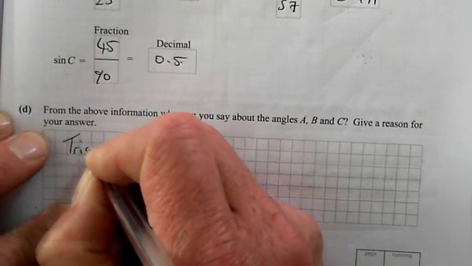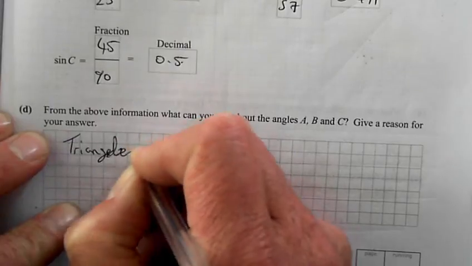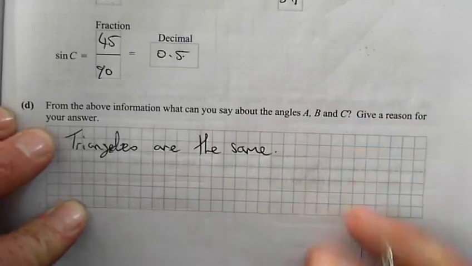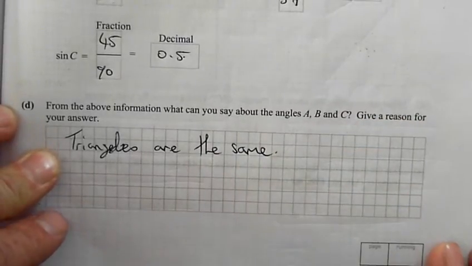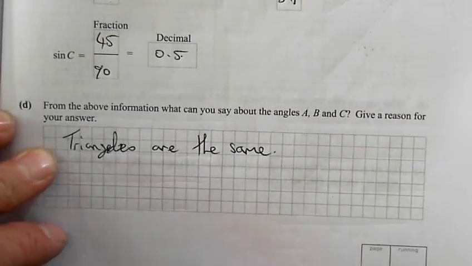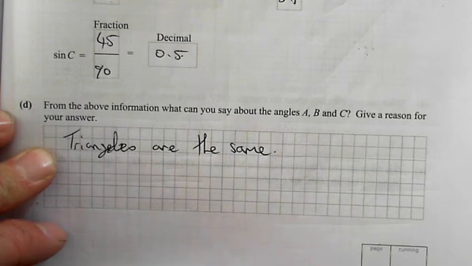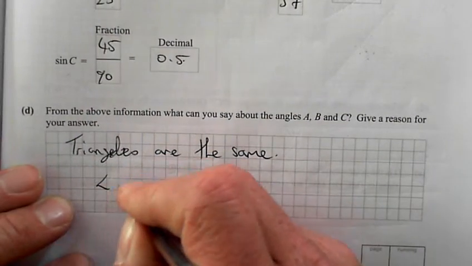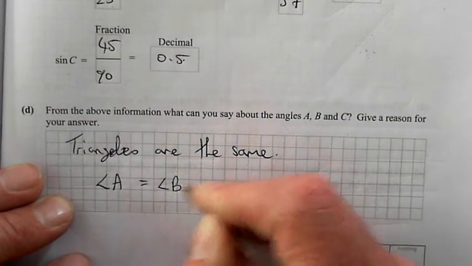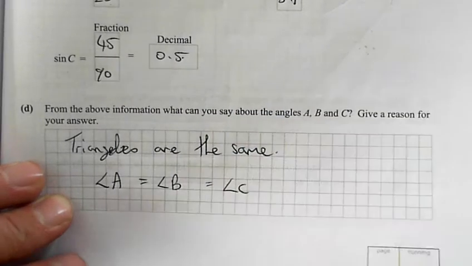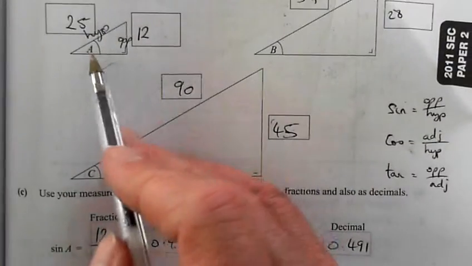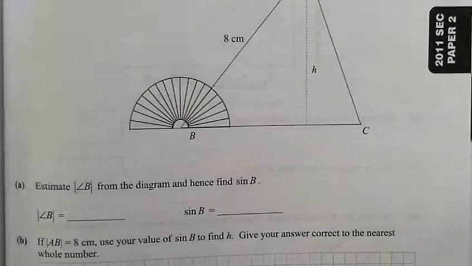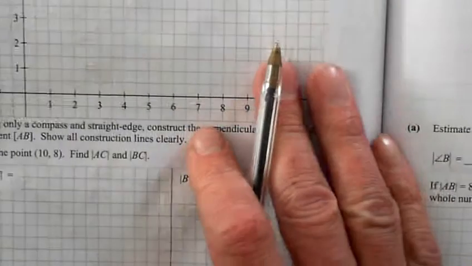So the triangles are, we'll say they're the same. Maybe some of my measurements were off. If the triangles are the same, then all the angles are equal: you can say angle A is equal to angle B is equal to angle C. So that angle is the same as that one, and it's the same as that one. Let's say that as well.